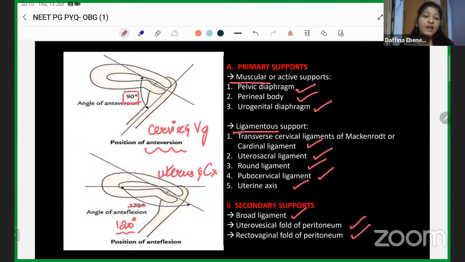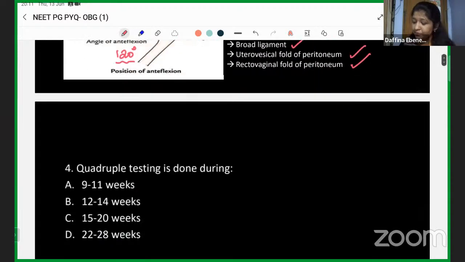Of these, the angle of anteversion is maintained by the round ligament in pregnant females and by the round ligament as well as the uterosacral ligament in non-pregnant females.